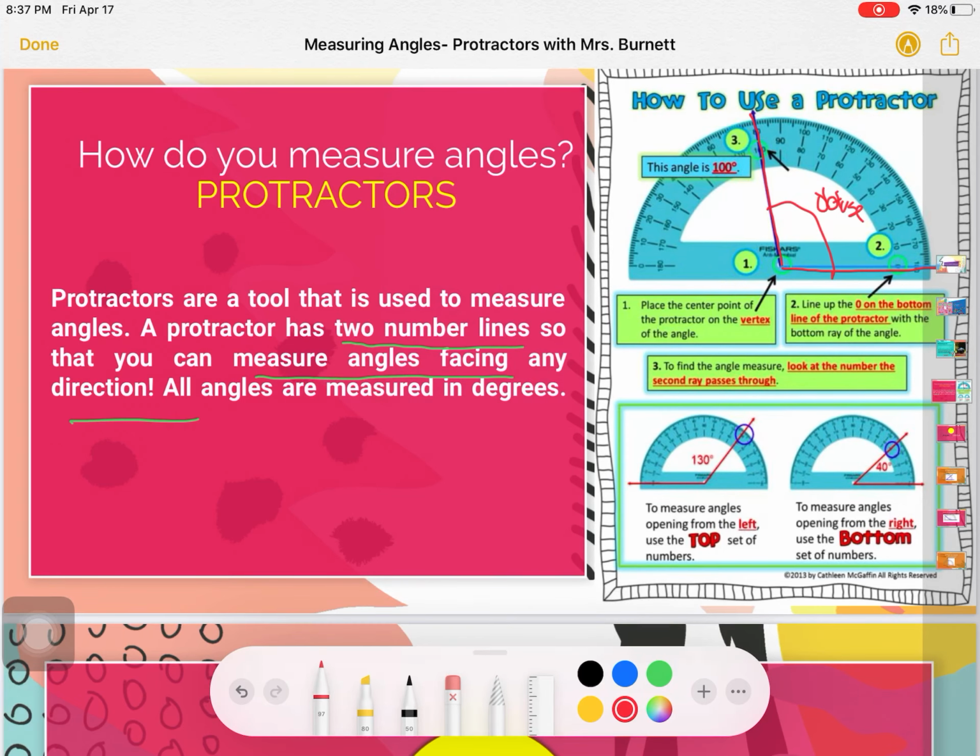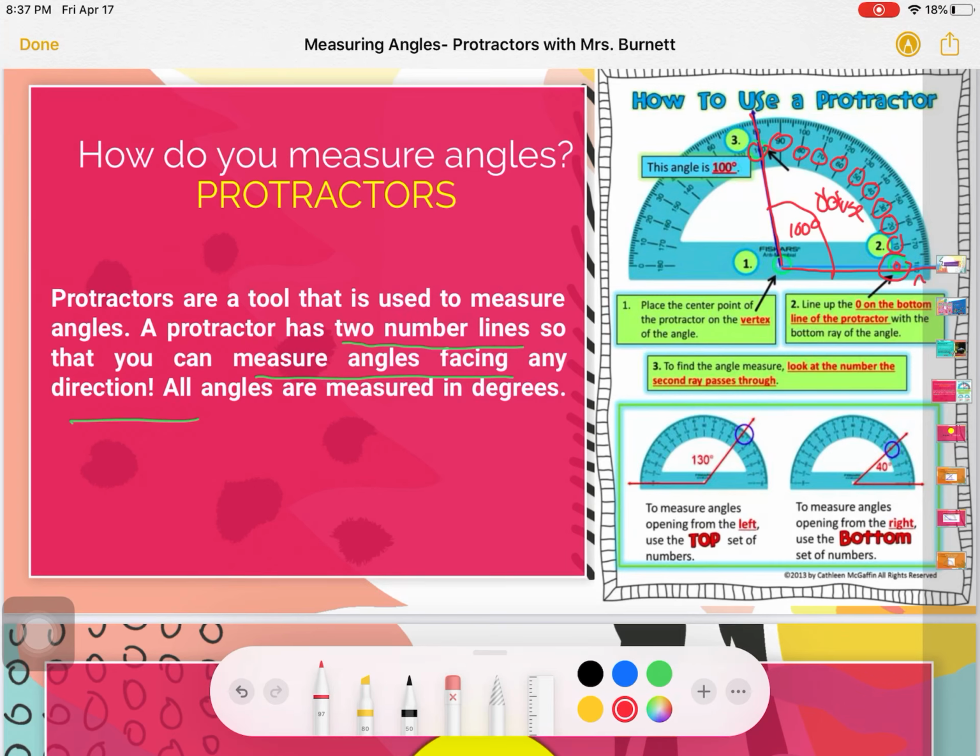And when I'm looking at the numbers, remember I told you to start off at the 0. So this inner row of numbers starts off at 0, 10, 20, 30, 40, 50, 60, 70, 80, 90, and it looks like that angle is about 100 degrees. And that makes sense because it's open a little more than 90 degrees, I can tell.